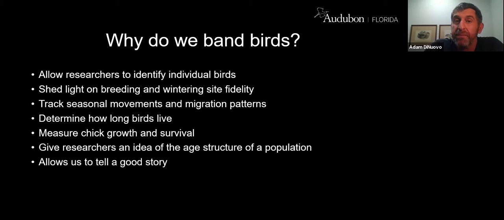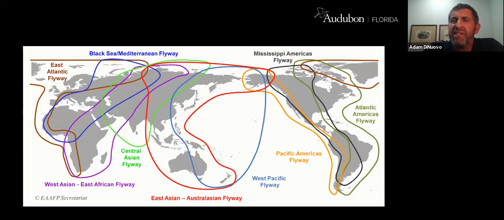So I want to show this map. This is a map a lot of people have seen. These are all the different flyways, which basically shows, and this is how we have to depict it in an image, that birds are moving almost everywhere across the entire globe. These little colored tracks are different flyways, but really everywhere, every time of the year, day and night, there's some bird migrating somewhere. So it's not just a spring and a fall thing. It's all the time. There's always birds moving.